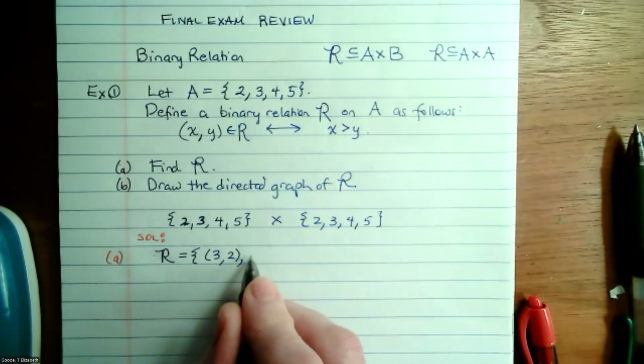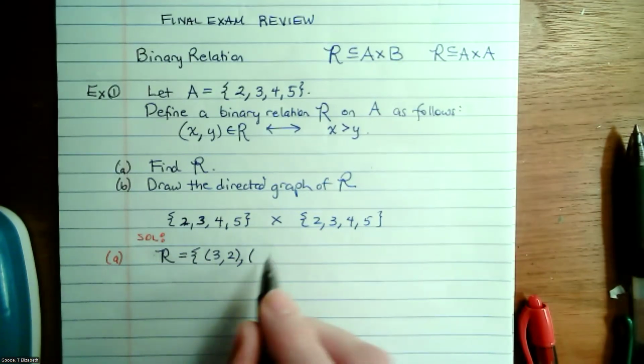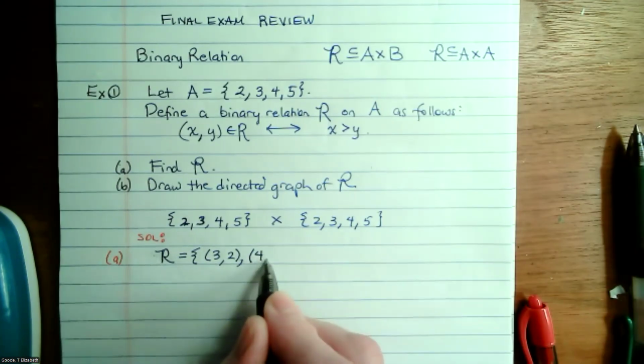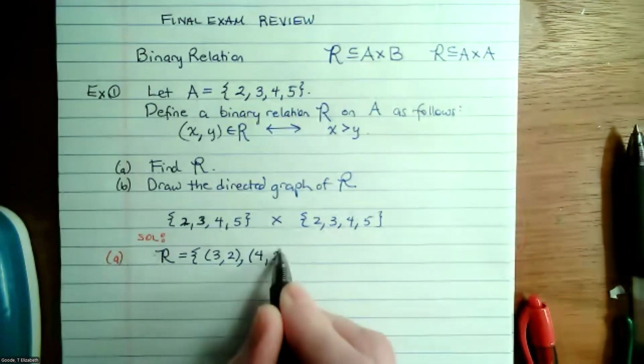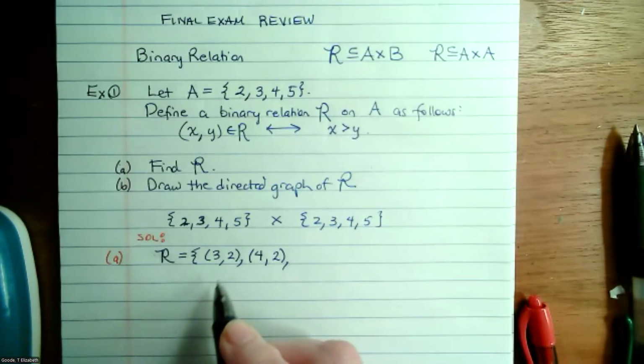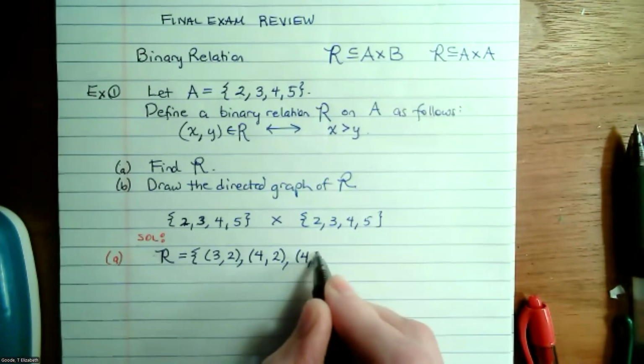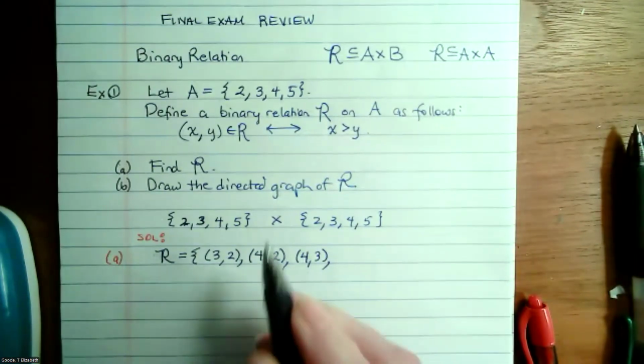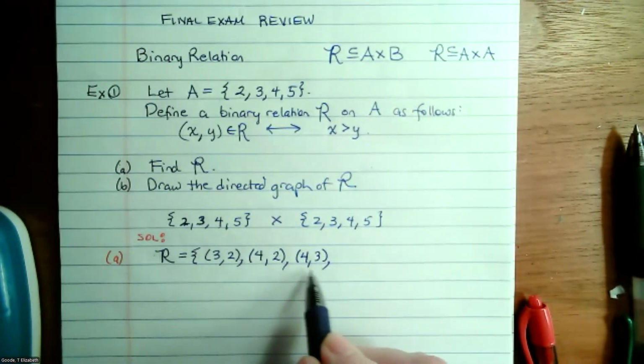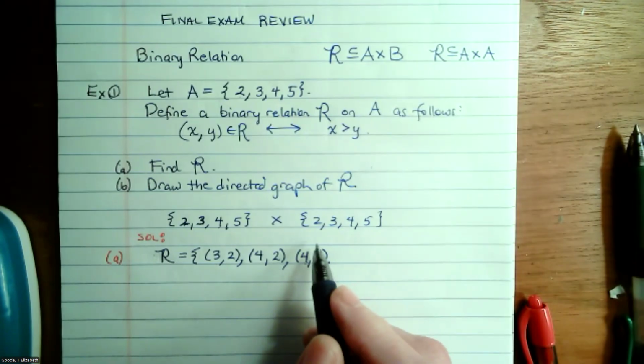All right, how about 4? Can we use it for the first coordinate? Yes. With what? Two. All right. Can we build another ordered pair with 4, or is that it? Yes. Four and three. 4, 3. Perfect. Anything else with 4 as the first coordinate? That's it. Okay. Moving on.